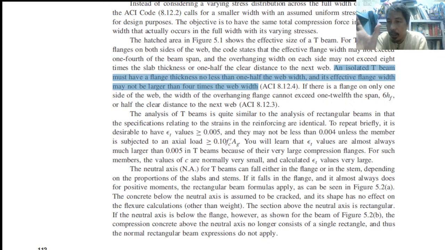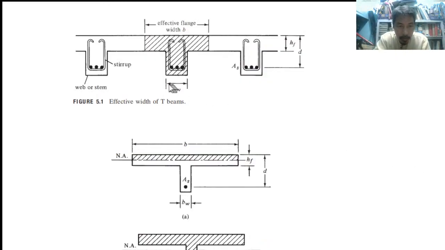For example, the web width is 12 inches, therefore 1 foot. BW is 1 foot. Okay? If, for example, not 1 foot but 1.5 feet, since 1 foot is very small. So, 1.5 feet.